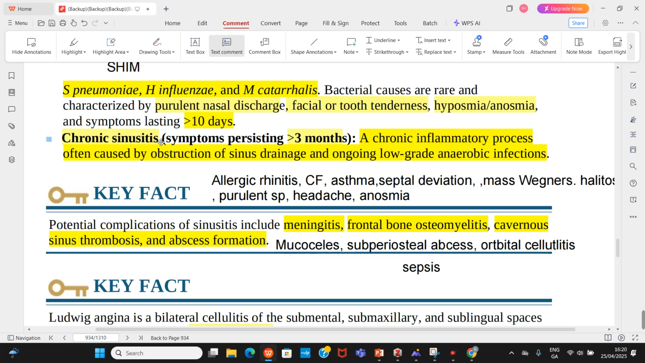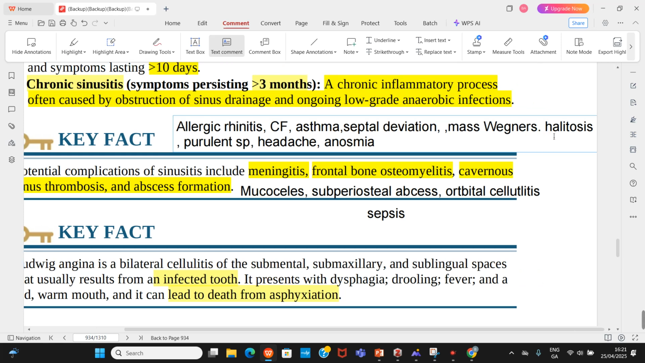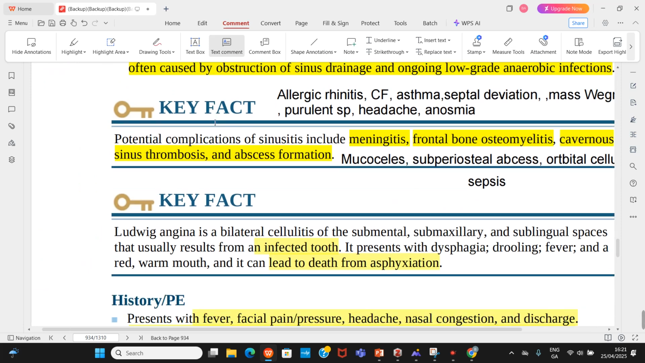For chronic sinusitis, it's when it passes more than 3 months. So there must be something ongoing in that place that is driving that chronic inflammatory process. Does this person have allergic rhinitis, Wegener's granulomatosis, cystic fibrosis, or even asthma? These are things that you want to rule out in the history.